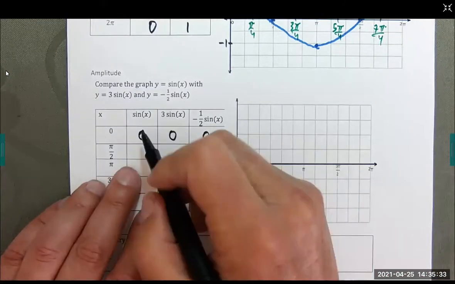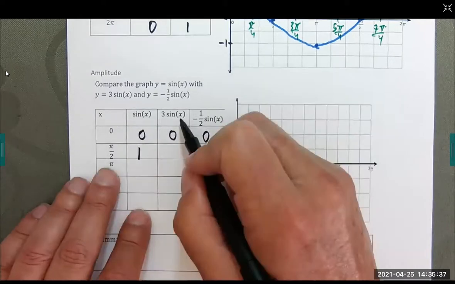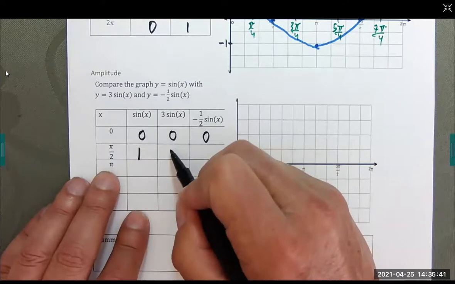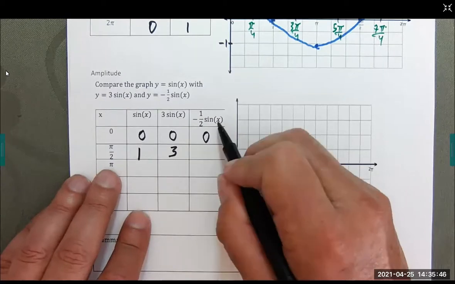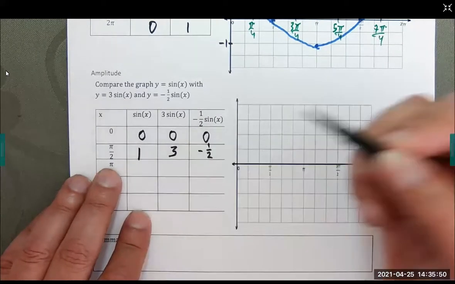Sine of pi over 2 is 1. Now sine of pi over 2 is 1, but this is 1 times 3. So this actually goes up to 3. And this one, sine of pi over 2 is 1 times -1/2. That's going to be -1/2.